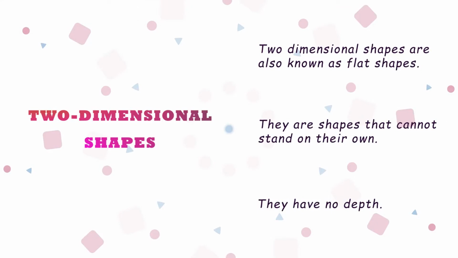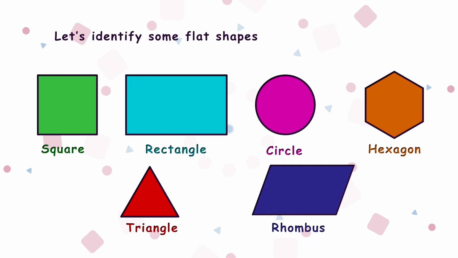Two-dimensional shapes are also known as flat shapes. They are shapes that cannot stand on their own. They have no depth. Let's identify some two-dimensional shapes. Here we have a square, a rectangle, a circle, a hexagon, a triangle, and a rhombus.